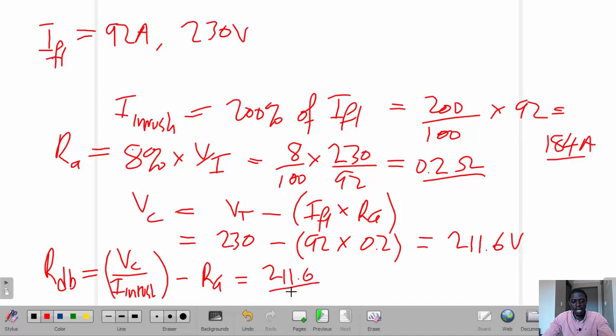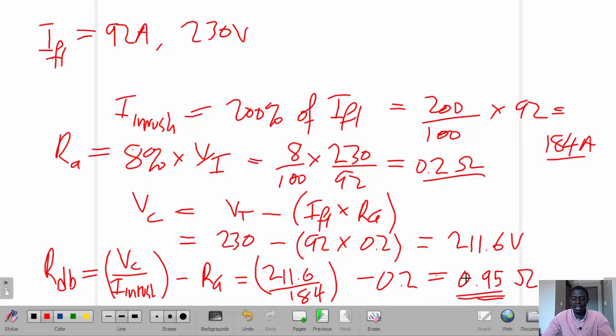This is divided by the inrush current, which is 184 amps, and that subtracts the armature resistance, which is 0.2, and this gives us the value of 0.95 ohms. Meaning that the resistance we need to place in the circuit to limit the current and achieve braking when there's a load of 18,650 watts is simply equal to 0.95 ohms. So this is how you get it.